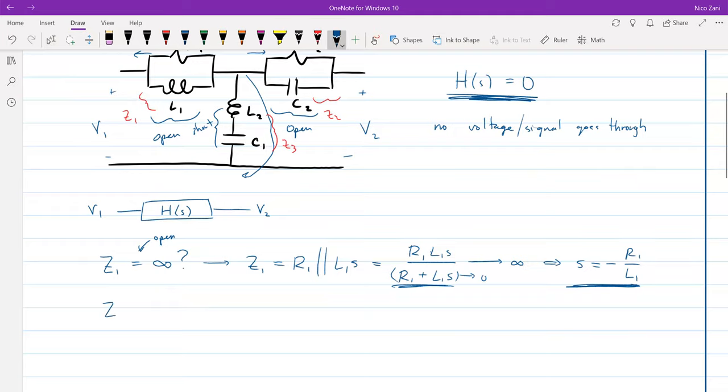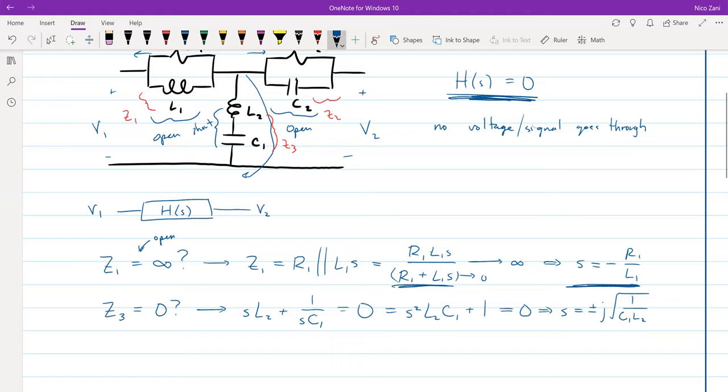Okay, so the second one, I'll just do Z3 next. So we're looking for where Z3 is equal to zero. Now we know that Z3 is SL2 plus 1 over SC1. And we want to find where this is equal to zero. So what we can do is say that this is also equal to S squared L2 C1 plus 1 over SC1. So what this means, when it's equal to 0, is that S is equal to plus or minus J times the square root of 1 over C1 L2. So when it's at the resonant frequency of this particular branch, it's just shorted to ground. It just passes.